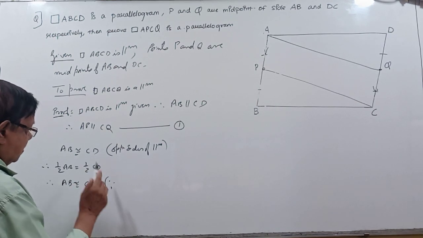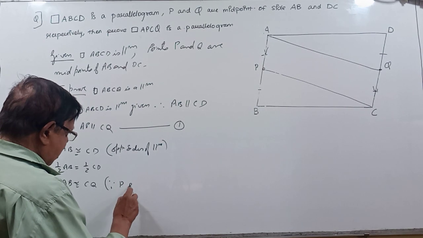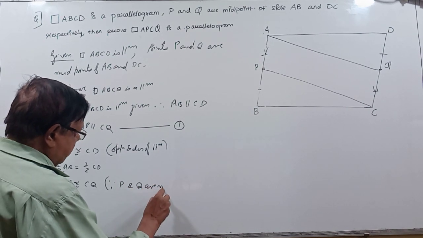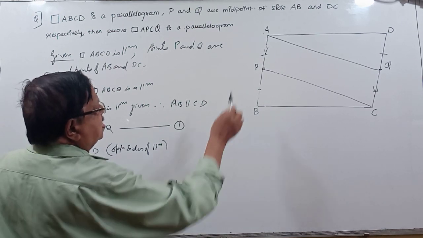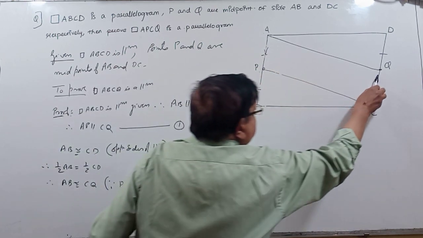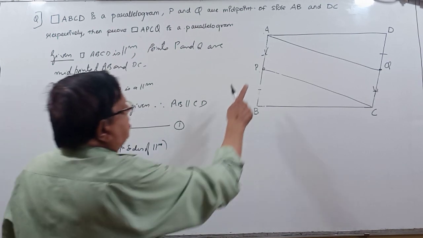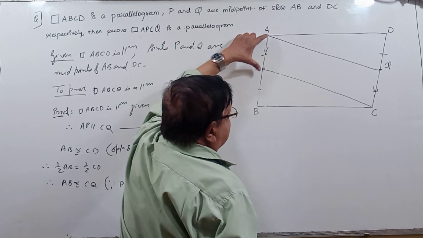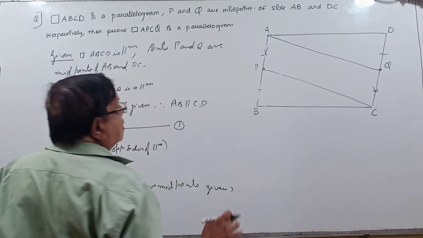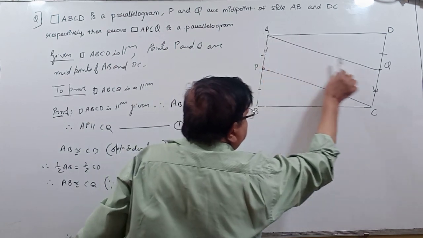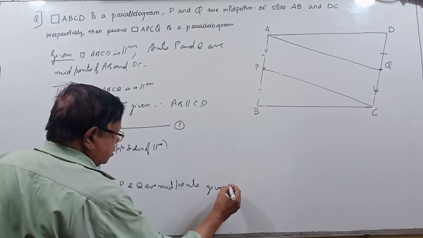Because we have to write the reason: P and Q are midpoints of AB and CD. P is the midpoint of AB, Q is the midpoint of DC, given. If P is the midpoint of AB, this is half of AB. If Q is the midpoint of DC, this is half of DC. Therefore, AP congruent to CQ. Yes, this is 2.